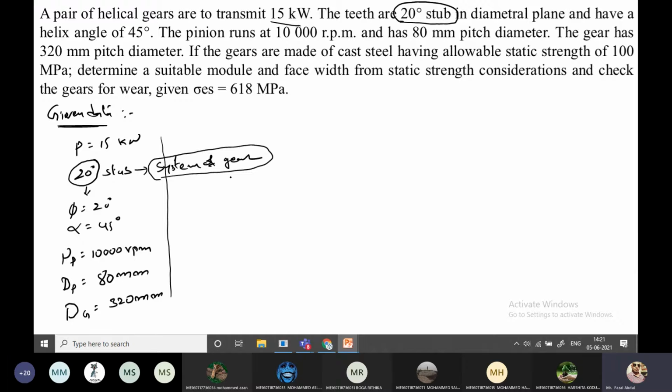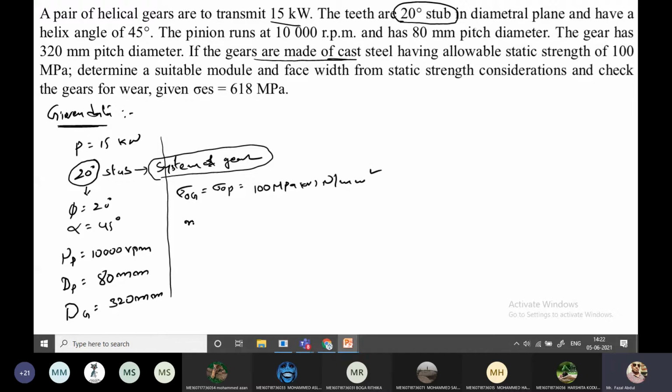And 80 mm, 320 mm, and the gears are made of cast material. So here particularly different materials are not mentioned. So the static allowable stress for the gear and for the pinion, both are the same. That is how much? 100 megapascal, otherwise Newton per mm square.